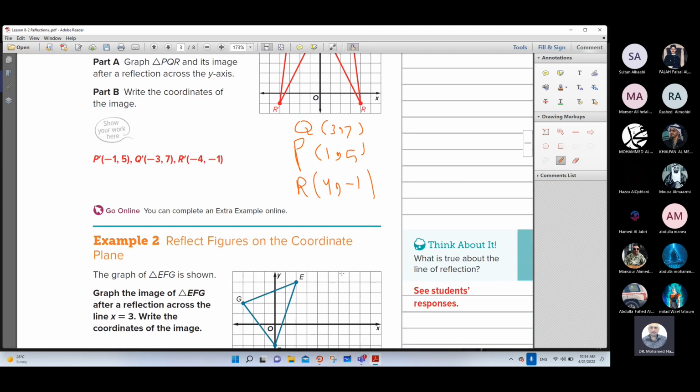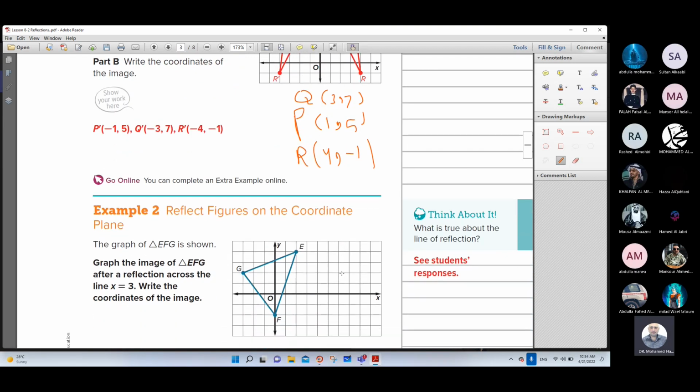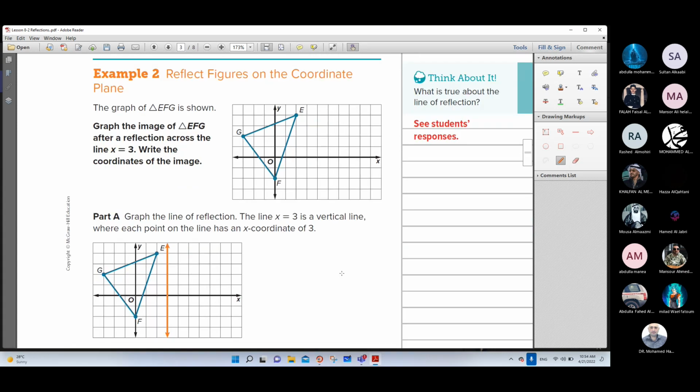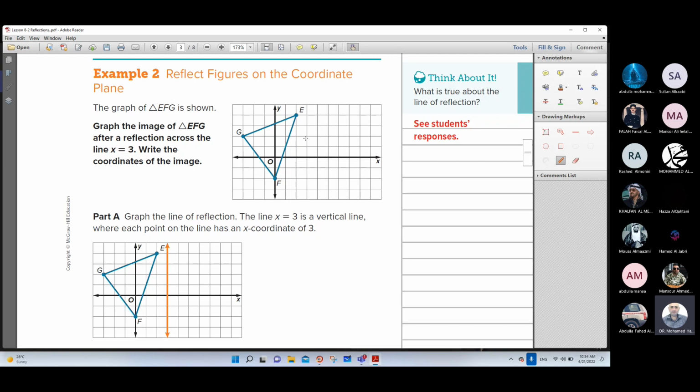So, Mister, I have a question for the coordinate plane. We have the triangle here, GFE or EFG. Graph the image of the triangle EFG after a reflection across the line x equals 3. Now we want to use the line x equals 3, and write the coordinates of the image.